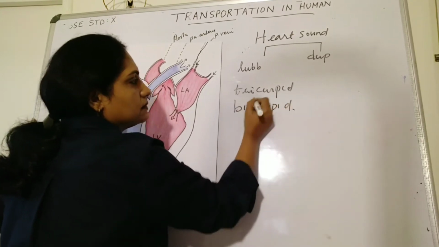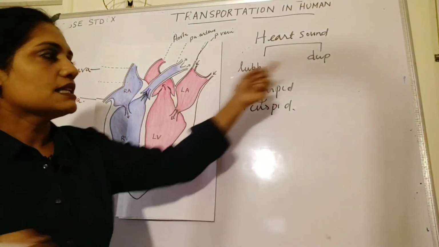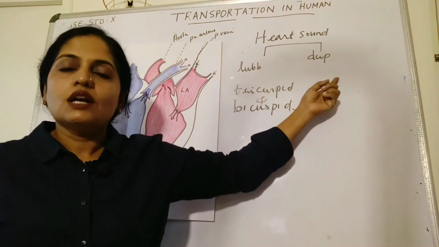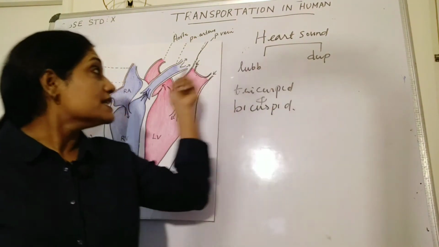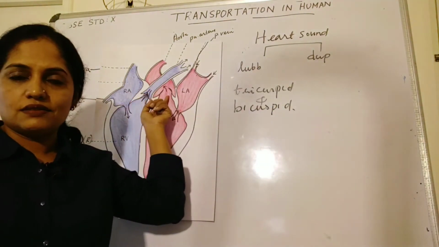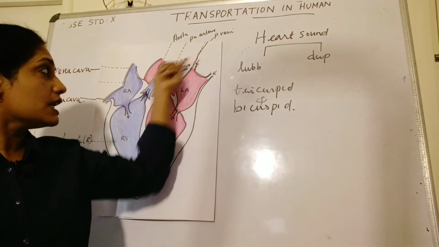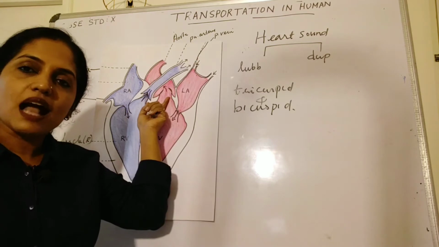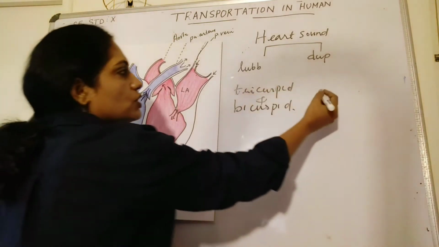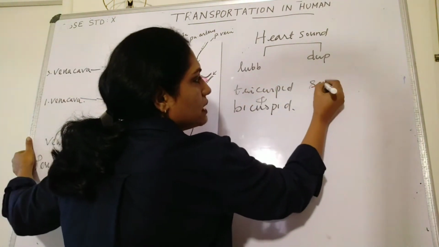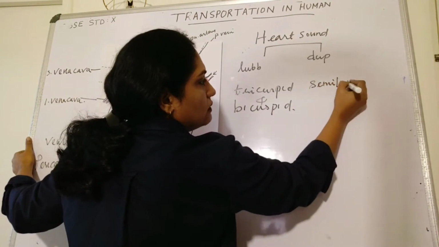And this dup sound occurs due to the closure of the semilunar valves. Where are they located? One at the junction of the pulmonary artery and one at the junction of the aorta. The dup sound is due to the closure of the semilunar valves.